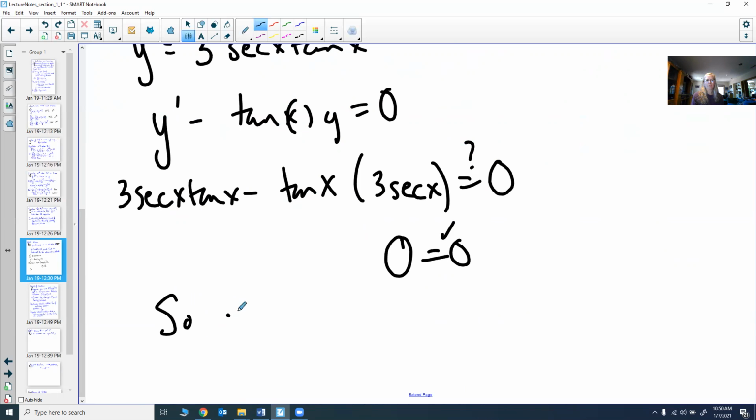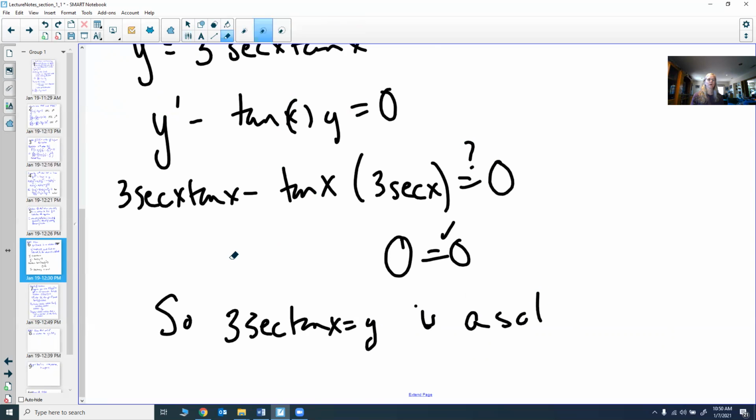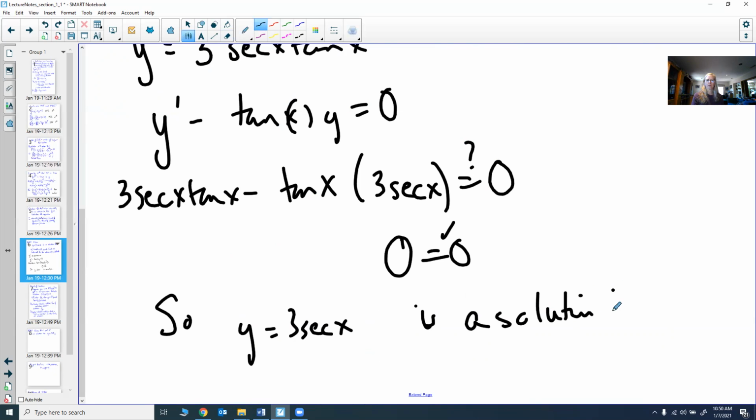You now know that 3 secant x tangent x is the derivative. I'm sorry, that's the derivative. The function was 3 secant x. So y equals 3 secant x is a solution to y prime minus tangent x times y equals 0.